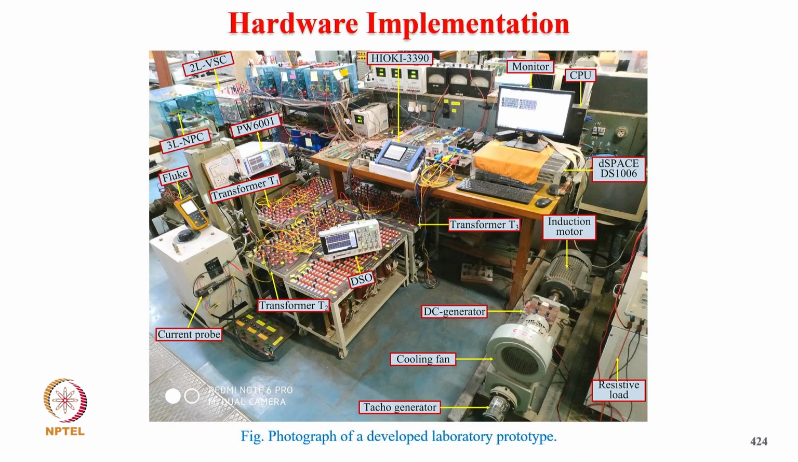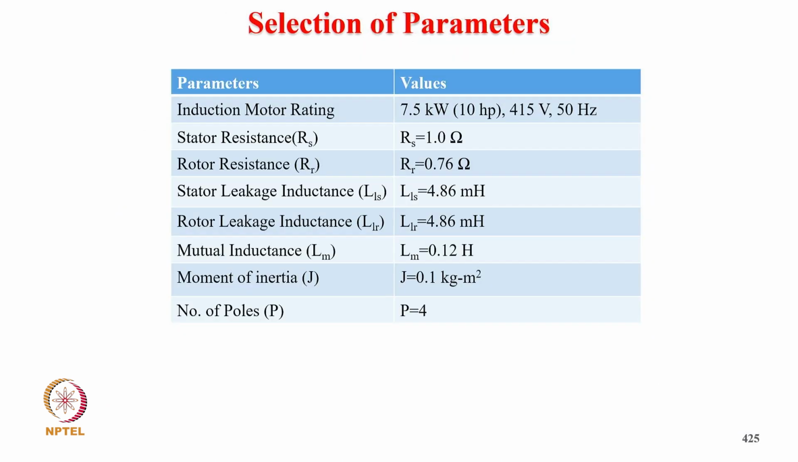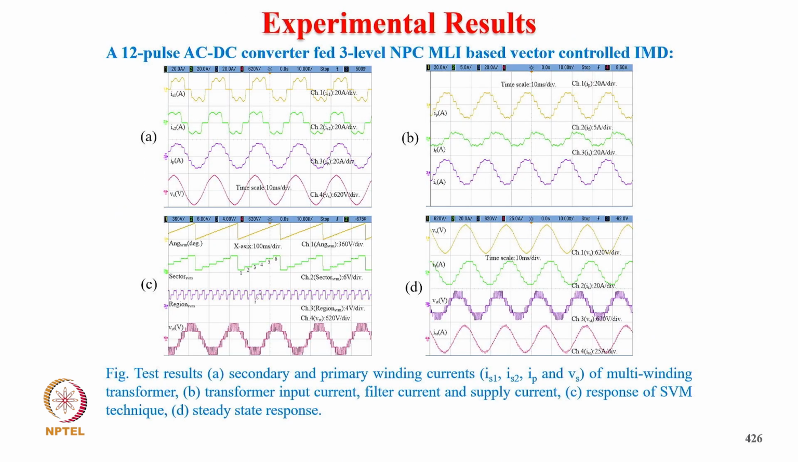And then stop. These are the hardware photograph, these are the motor parameters, and these are the experimental results. You can see typically the different input currents, and find out the net. Typically the currents are there in the primary with respect to the supply voltage.